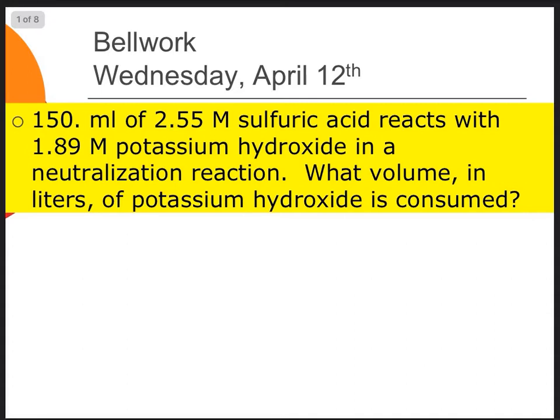So let's start off by writing our equation. Sulfuric acid is H2SO4. We are mixing it with potassium hydroxide, KOH. So we are mixing a strong acid, strong base, ionizing completely into H plus and OH minus. We form water as a product of neutralization.